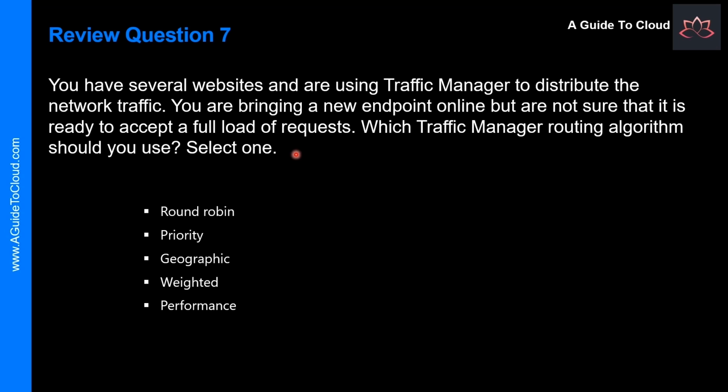You have several websites and are using Traffic Manager to distribute the network traffic. You are bringing a new endpoint online but are not sure that it is ready to accept a full load of requests. Which Traffic Manager routing algorithm should you use? You need to select one. So what's the algorithm you can use for your website to distribute the network traffic to accept the full load of requests? Is it round robin?